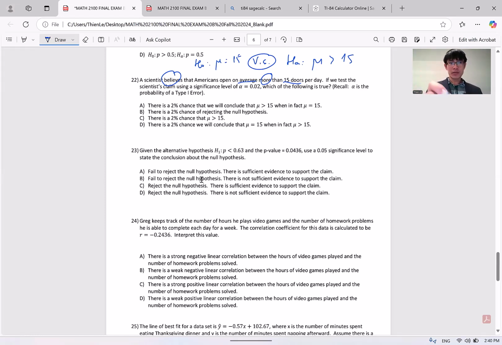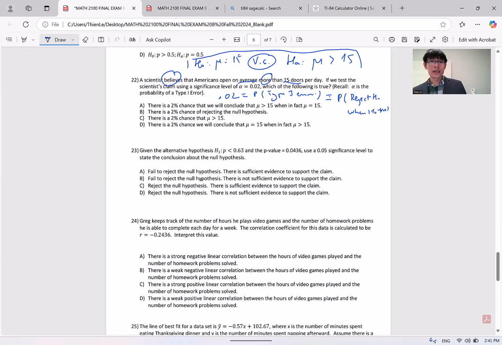Recall alpha is the probability of a type 1 error. First, after we specify the problem correctly, which is important, because if it's not specified correctly there's no point of testing, you need to know what you want to test. Alpha is 0.02, and that's just the probability of making a type 1 error. A type 1 error is the error where you reject the H naught when H naught is true.